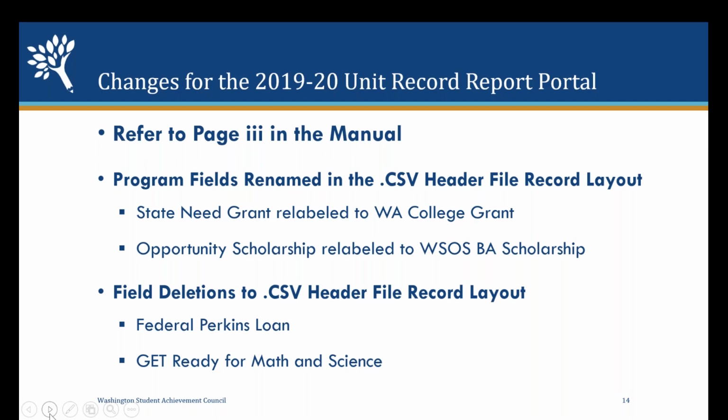This is where I would refer you to page III in the manual. All of the changes that we made are listed here, and they're easy reference. And this information we sent out when we started talking about the kinds of information we would need and the changes. We started letting you all know about a year ago, in the fall, that we would be making these changes. The program fields renamed in the CSV header file record layout are that the State Need Grant is now relabeled to the Washington College Grant, and the Opportunity Scholarship is relabeled to the WSOS BA Scholarship.